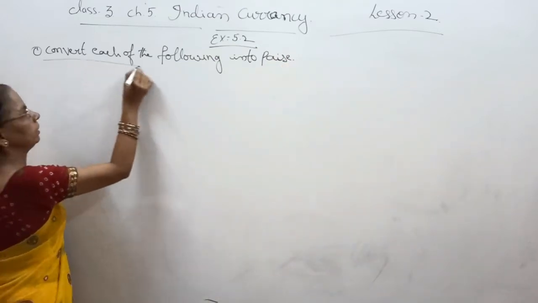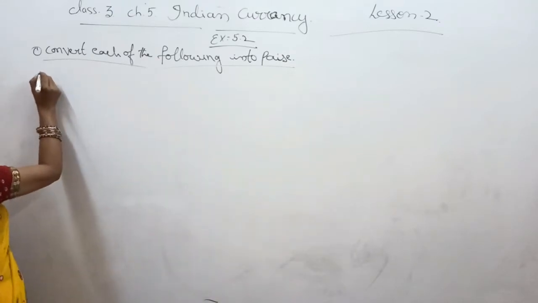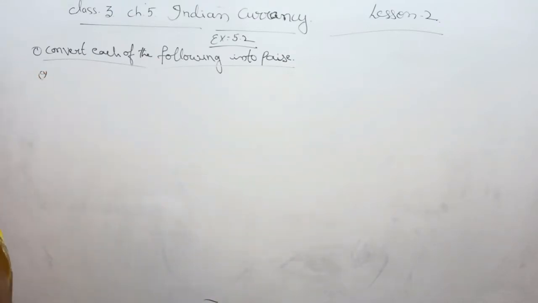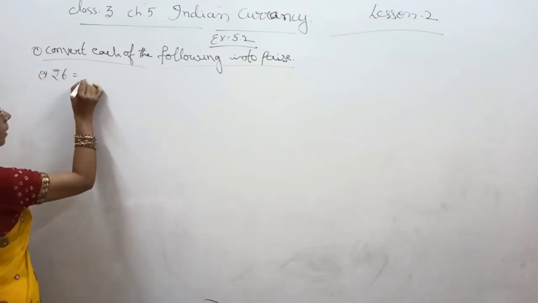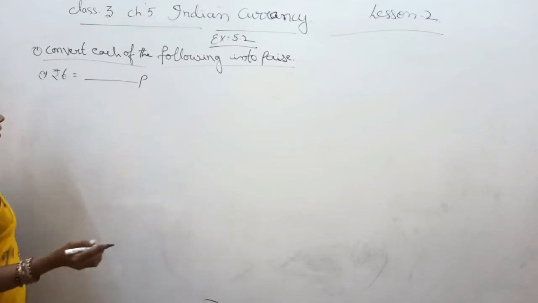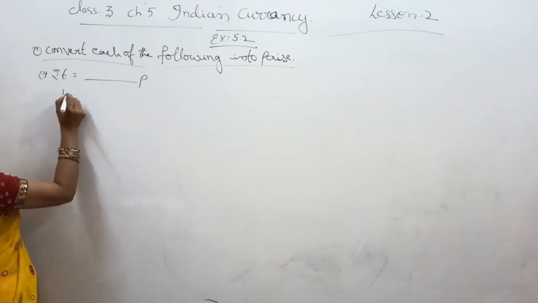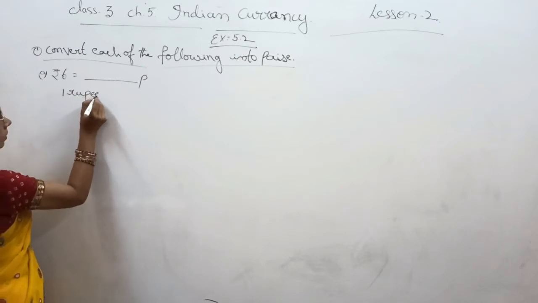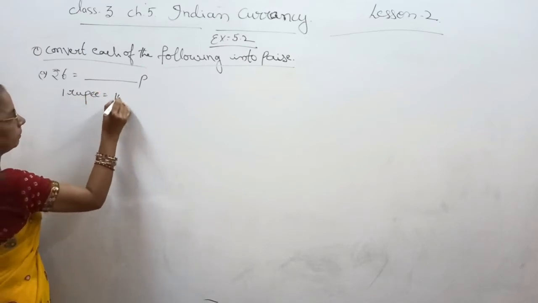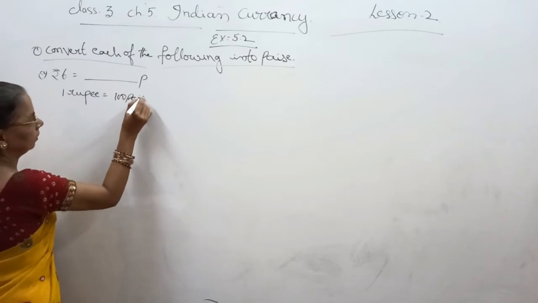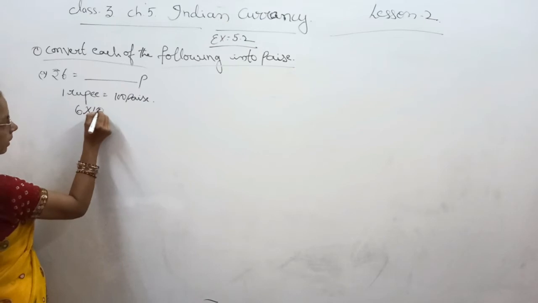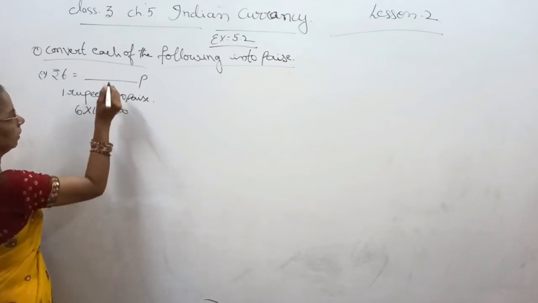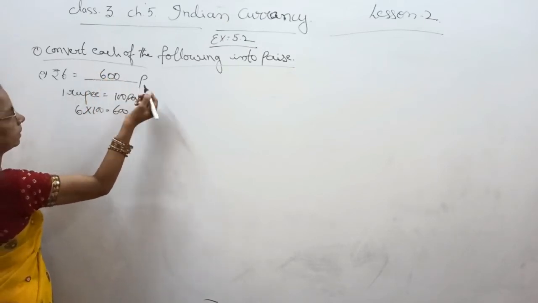The first one is rupees 6. It means we have to convert it into paise. What I told is that 1 rupee equals 100 paise. Then simply 6 into 100 is 600. It means here it is 600 paise.